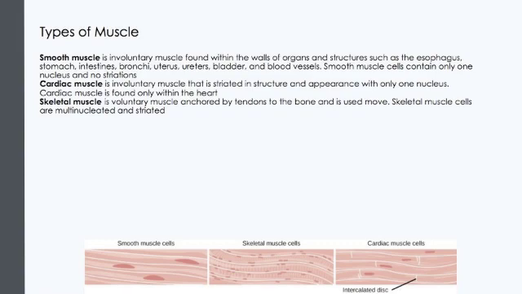Cardiac muscle is also involuntary. It is striated in structure and appearance with only one nucleus. Cardiac muscle is found only within the heart. And skeletal muscle. Skeletal muscle is a voluntary muscle and is anchored by tendons to the bone and is used to help move the body around. Skeletal muscle cells are multinucleated and striated. And at the bottom of our slide, we can see cartoons of each of those muscle types.